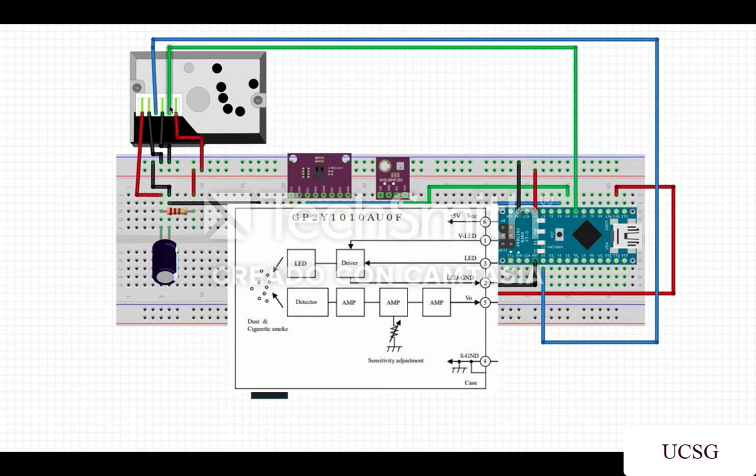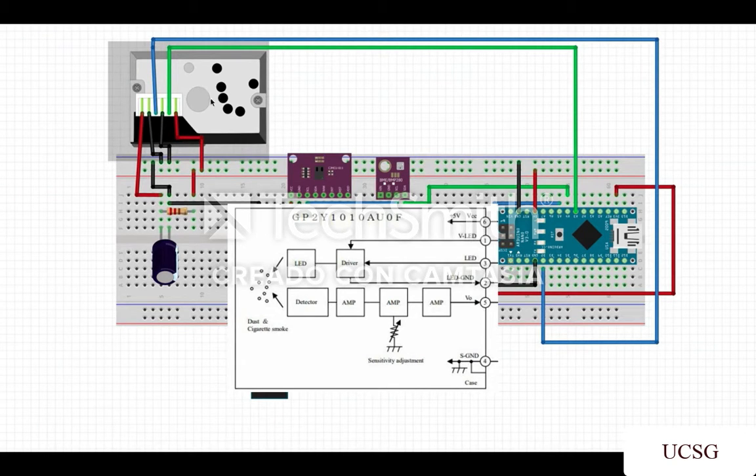Pin number 5 is the sensor analog output pin and is connected to any analog pin of Arduino. We can see it in color green. Pin number 3 is used to toggle the LED on and off and is connected to any digital pin of Arduino. We can see it in color blue.